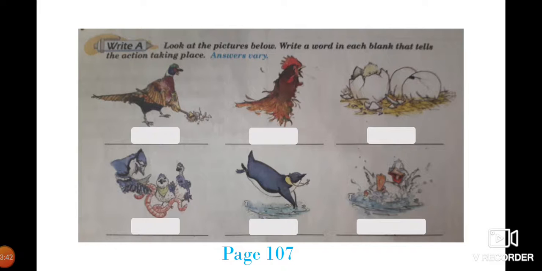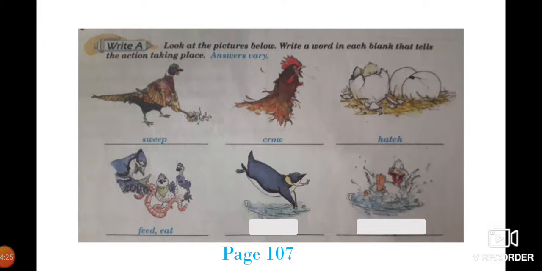Now we have part A. Look at the pictures below, on page 107, and write a word in each blank that tells the action taking place. When we see every picture, we write an action. The first one is a pigeon. The pigeon sweeps, in this case barley. Then we have a rooster, and the rooster crows. What is the sound that the rooster makes in the morning? Kikiriki. So in this case it is crows. Then we have some eggs, and the action is hatch. This is the action when you open something: hatch.